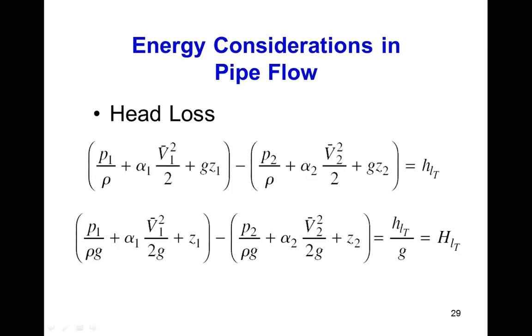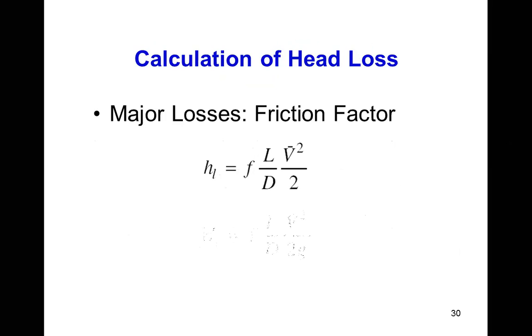How this loss will come, I will tell here. This part we have already talked about. The losses in the straight pipeline would be calculated as f L upon D times V square upon 2g. This is calculating loss in terms of meters of fluid. In terms of meters, and if you want to convert this in terms of energy, just multiply by a term, mg. So mgh is called the energy of the fluids.